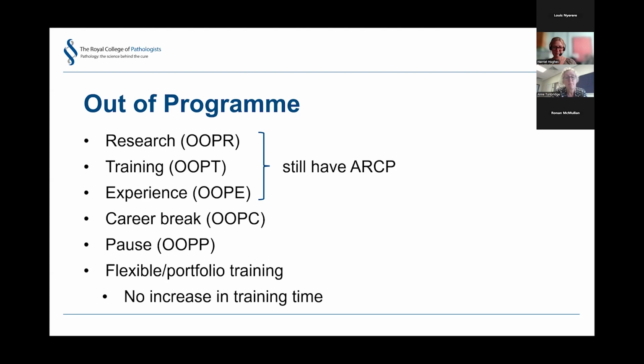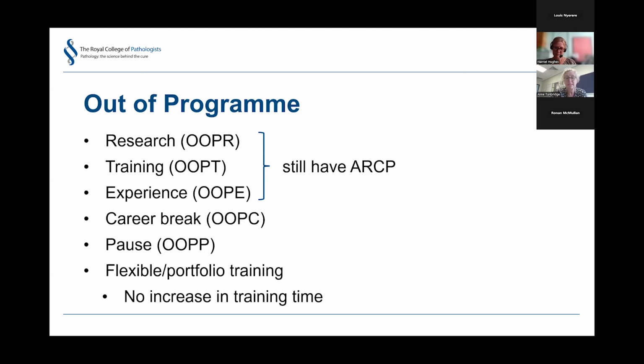But you are expected to gain all your competencies in that 80% time that you're left, and you're expected to continue your normal on-call commitments, because the trust is paying you for 5 days a week, even if you're only working at 4. It does work pro rata if you're already less than full time. So that is just to be aware.